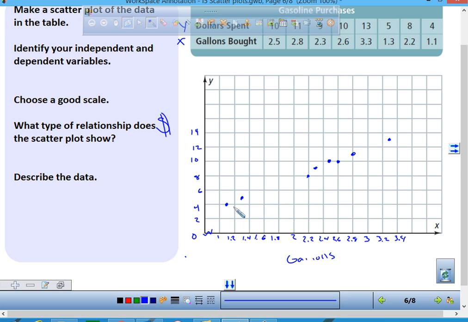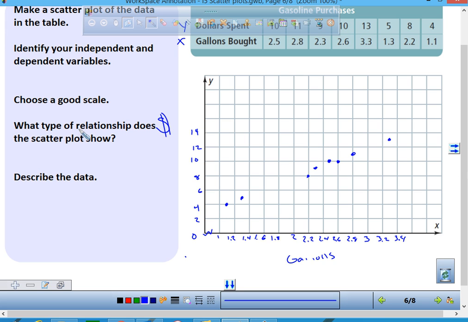So, make a scatter plot of data. Identify independent, dependent variables. Which one was independent? X is independent, so it was gallons. What's dependent? Dollars. Choose a good scale. Okay, we chose a good scale. It took us a couple tries on the bottom. On top, we were fine.